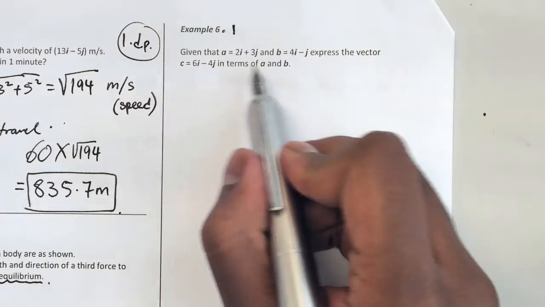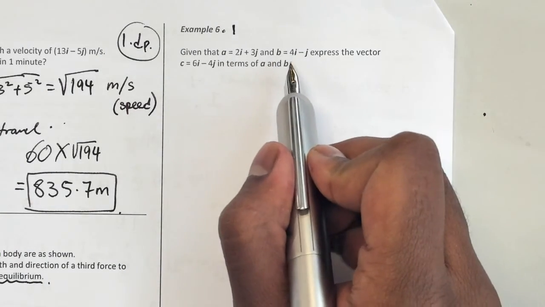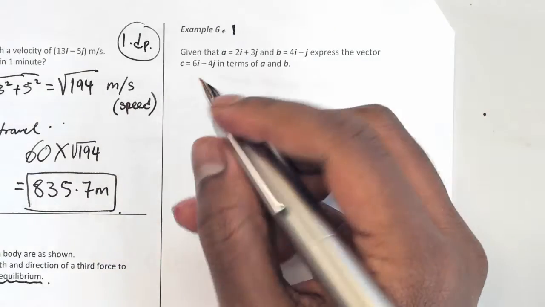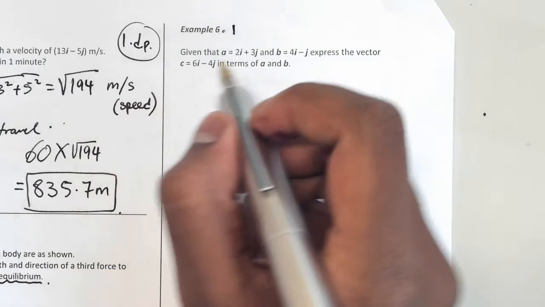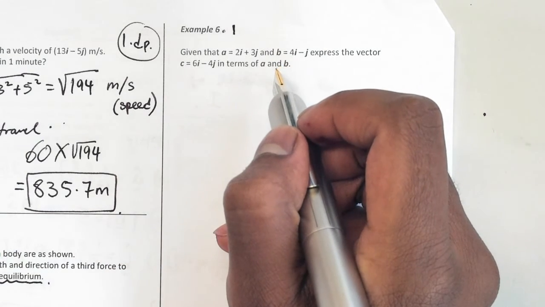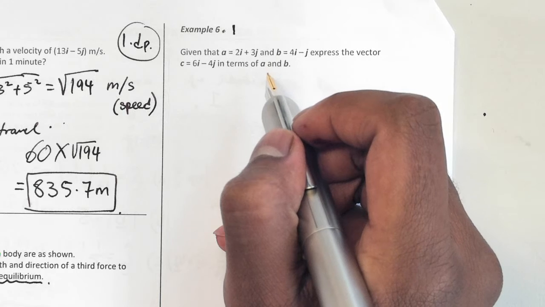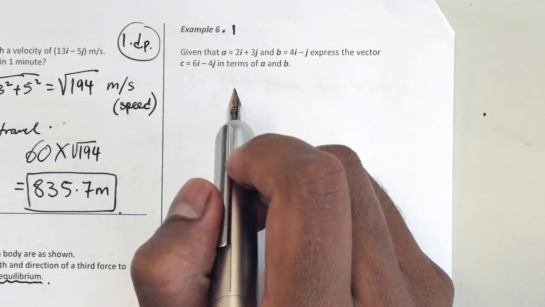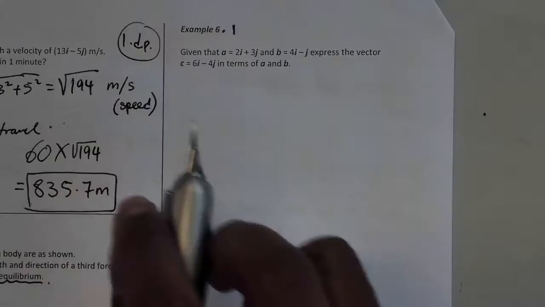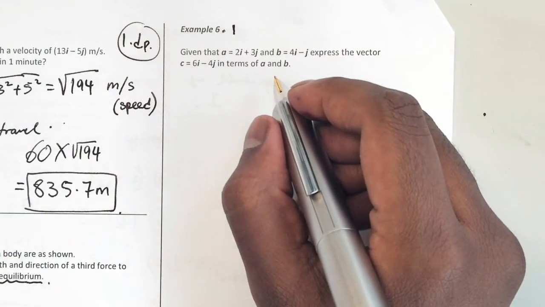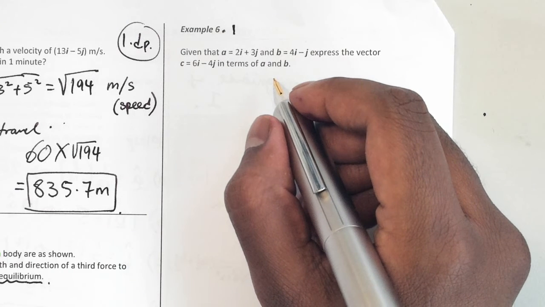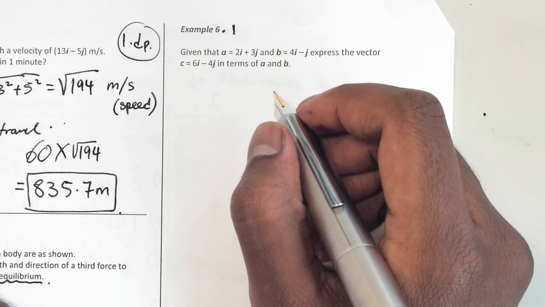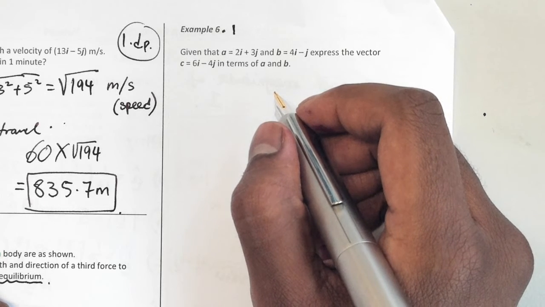We've got A there, and we've got B there, and we've got C there. The question says express this vector in terms of A and B. So what's going on here? I'm asking you to express one vector in the form of two other vectors. Express 6 in the form of 3. How would I do that? Well, 2 lots of 3 is 6.